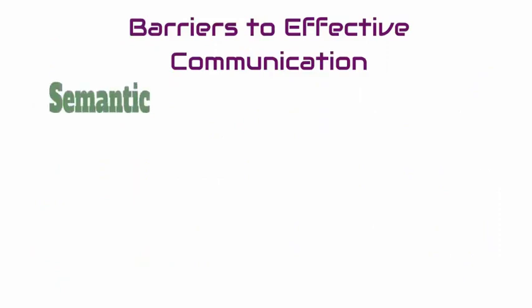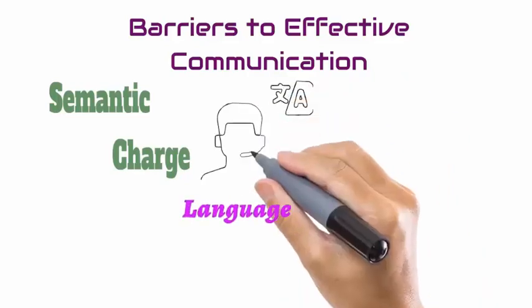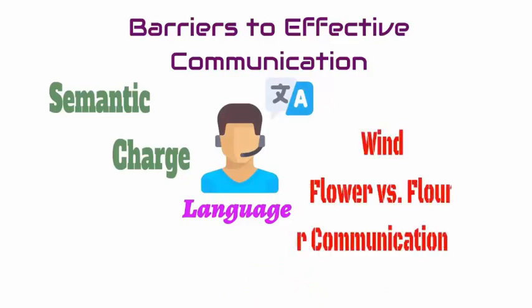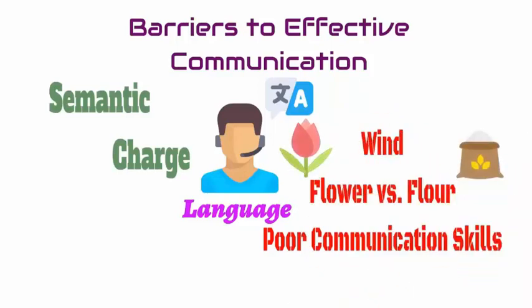Another type of barrier in communication is semantic barrier. In this, there may be words that have multiple meanings like charge, which may mean electrical charge or cost of an item. Another semantic fault may appear due to words like wind and wind, which are spelled the same but pronounced differently and have different meanings. There are also words that sound the same but have different spellings and different meanings, like flower or flour, sight or site. Even with all of this, poor communication skills are yet one of the biggest reasons for semantic and language barriers.